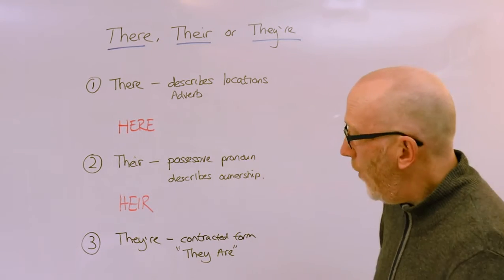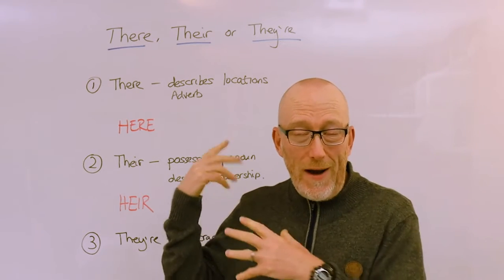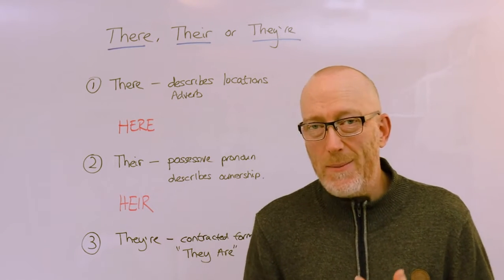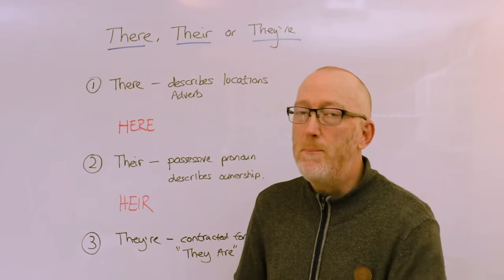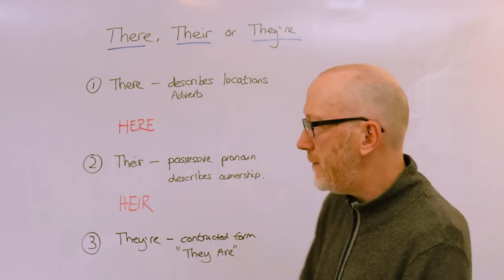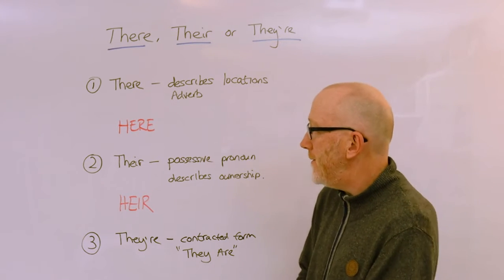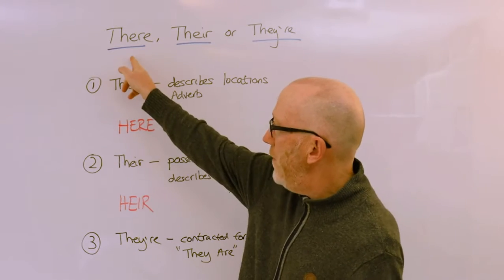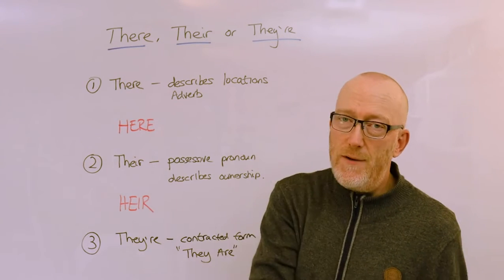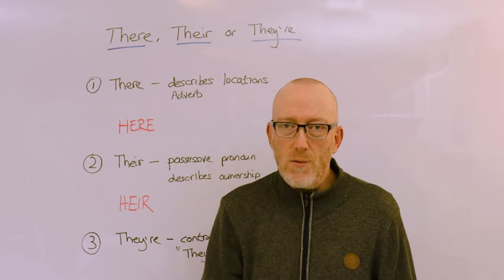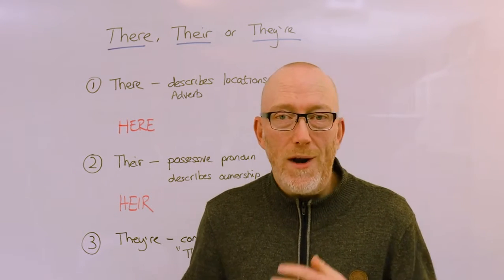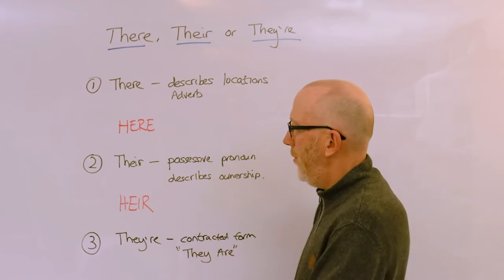So, when you're listening and you hear these words, you will have to try and guess perhaps which word is being used. But there are some ways that you can help yourself. Okay, so the first one, let's take a look at the first word, there. Now there is an adverb that is used to describe locations. It can tell you where something or someone is, for example.